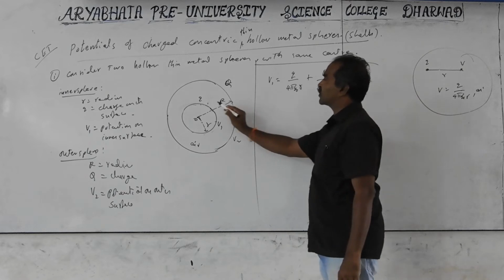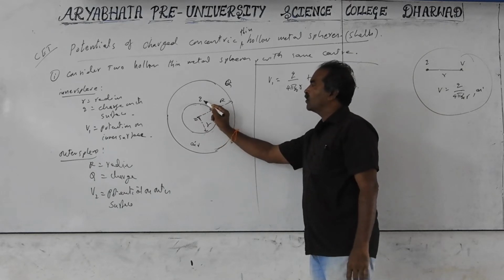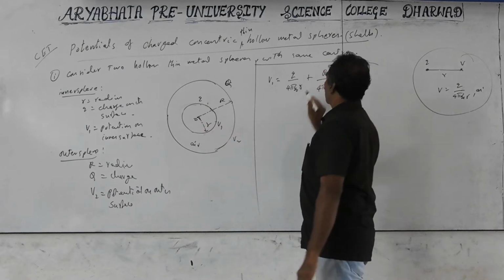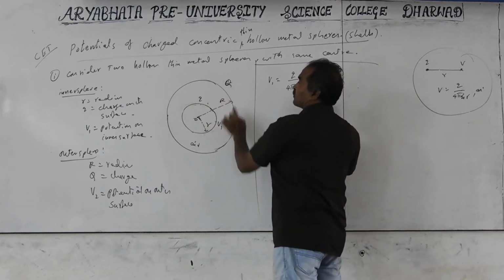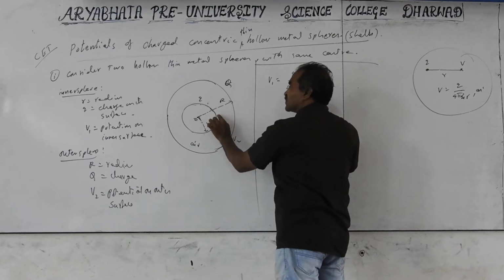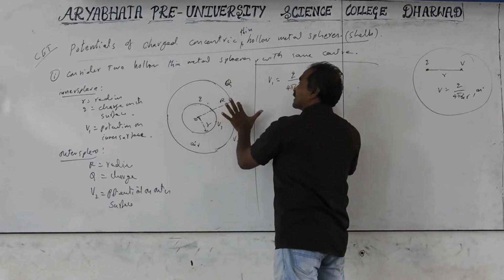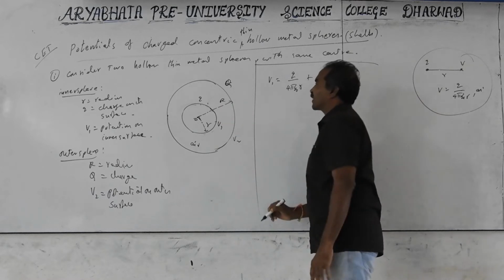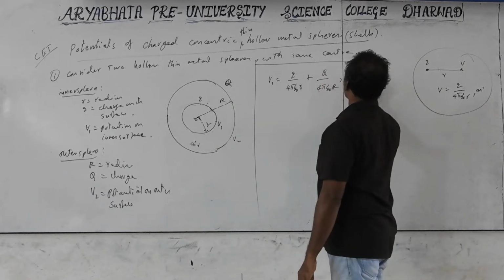So on the inner surface, the potential because of the inner sphere is q by 4 pi epsilon naught into small r, this distance r, plus the potential inside, which is the same everywhere up to the surface, because of capital Q. On this surface also, the potential because of capital Q is the same as on its surface, that is capital Q by 4 pi epsilon naught into capital R. Okay, this is the total.